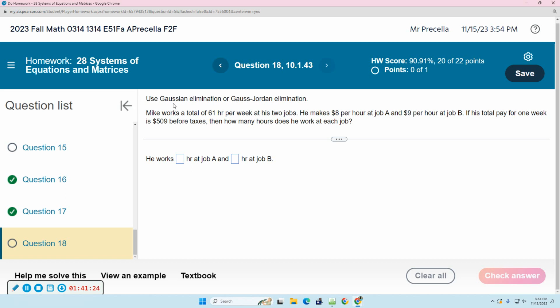The instruction says to use Gaussian elimination or Gauss-Jordan elimination. That's the stuff where you get the ones down the diagonal and the zeros. We're not doing that. Use either elimination, substitution, or Cramer's rule. Ignore those instructions. I like the problem, I just don't like the instruction. You should have put in an instructor tip saying use elimination, substitution, or Cramer's rule. Preferably elimination or substitution.